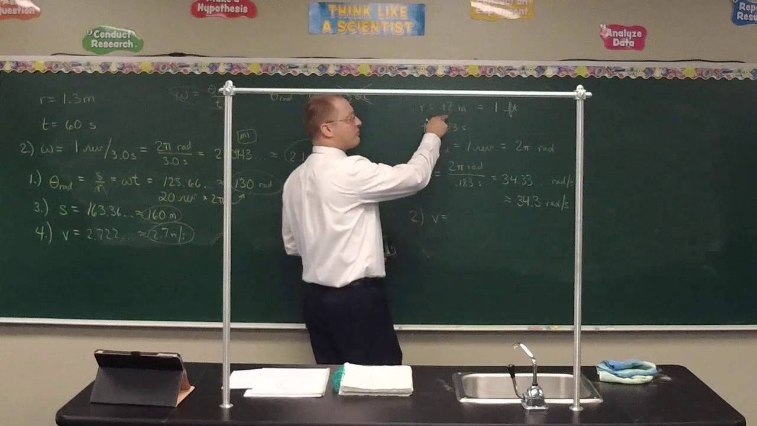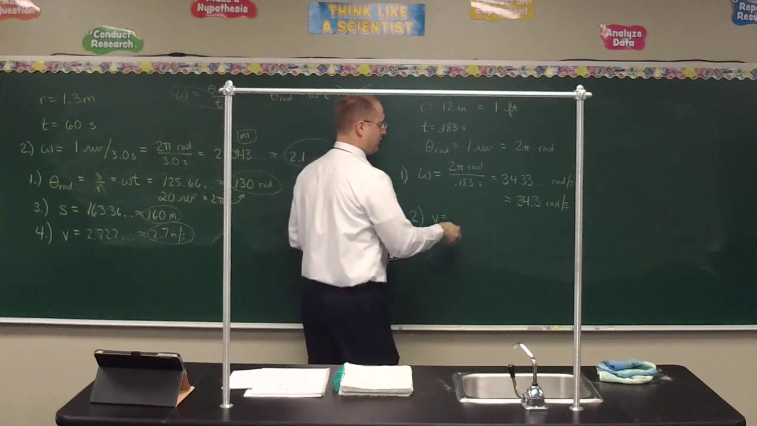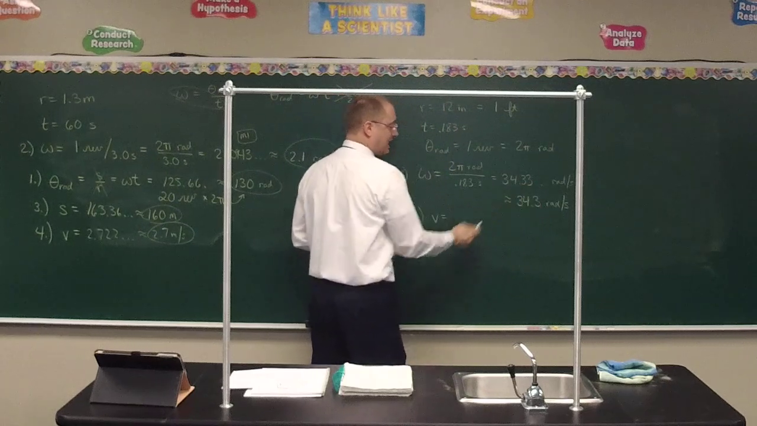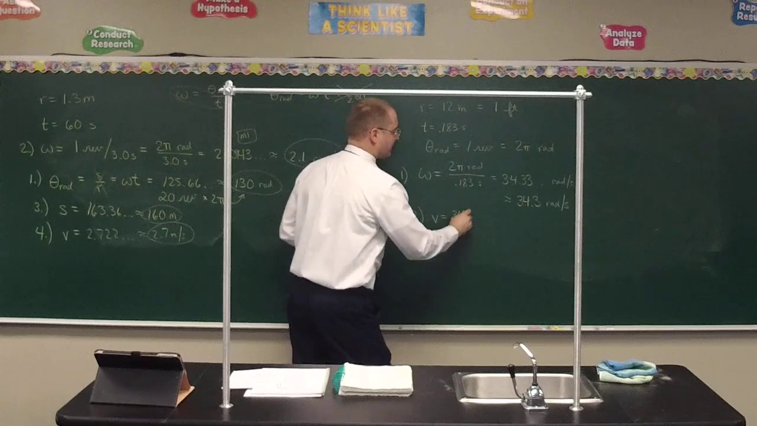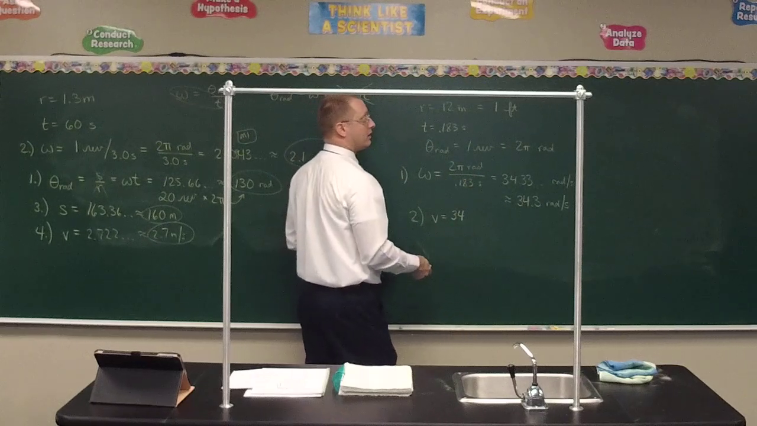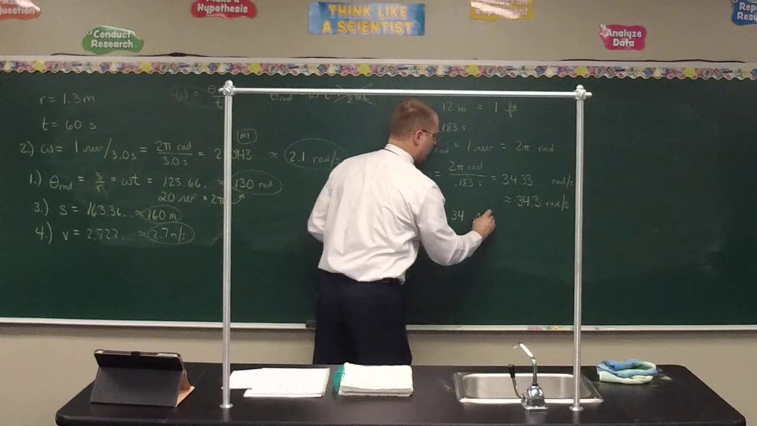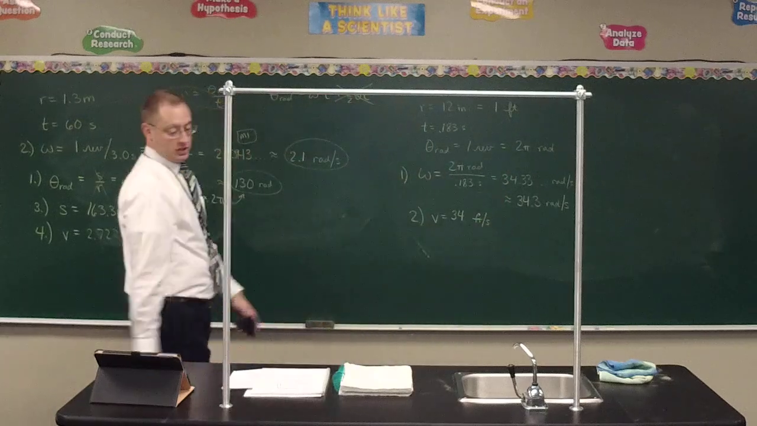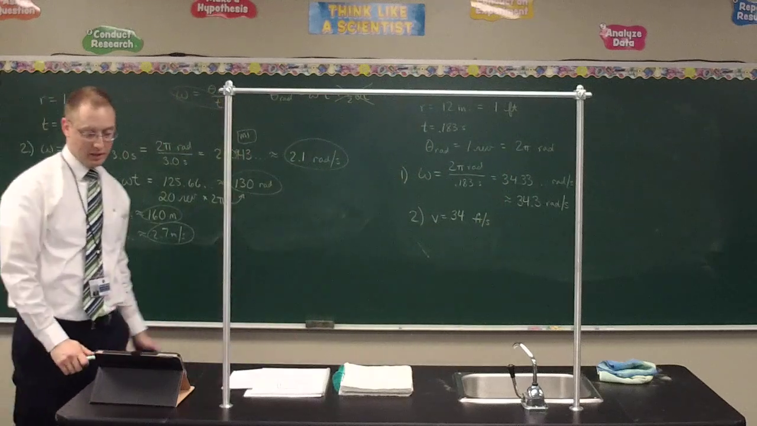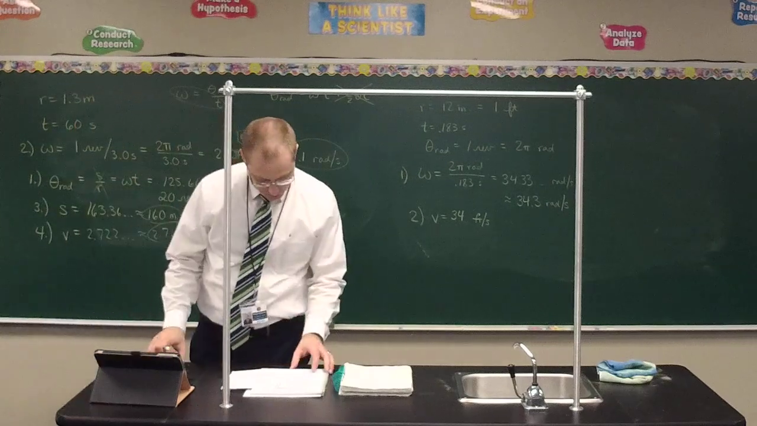Though the 24 inches, 12 inches, 1 foot, that's 2 sig figs. So instead of 34.3, I'm going to say 34. And it's not radians per second now, but feet per second. Questions on the second box? Let's go to the third box, which builds on that other one.